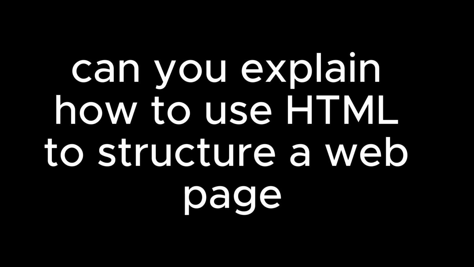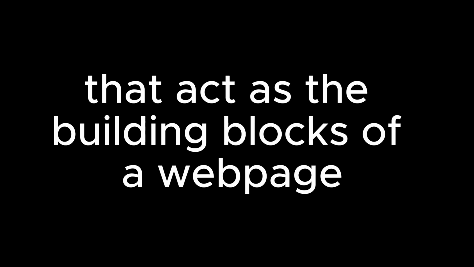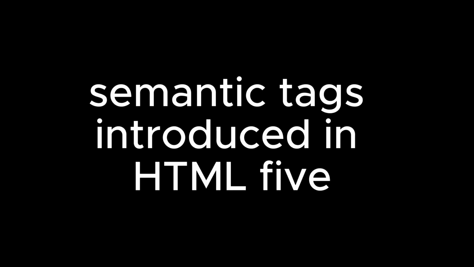Question 17. Can you explain how to use HTML to structure a web page? Answer. HTML uses a series of elements and tags that act as the building blocks of a web page. Elements such as headings, paragraphs, divs, spans, etc., are used to create the structure. Semantic tags introduced in HTML5 like header, footer, section, article, etc., provide more clarity on the structure.